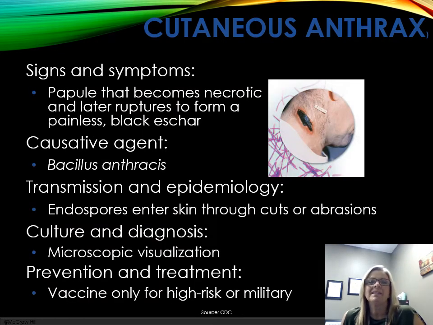All right, so Bacillus anthracis is a gram-positive bacterium. This is going to cause cutaneous anthrax. There are other forms that we will look at as well. This is going to be transmitted via endospore that is going to gain entry to the skin through a small cut or abrasion. The pathogen is then going to germinate and grow and produce a papule that is then going to become necrotic and rupture, forming this black scar that you can see in this picture at right.